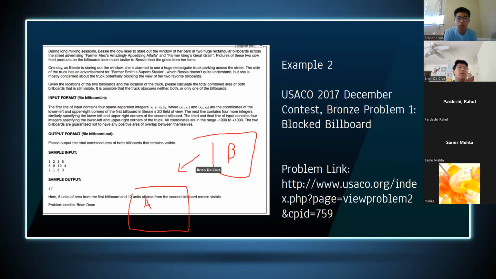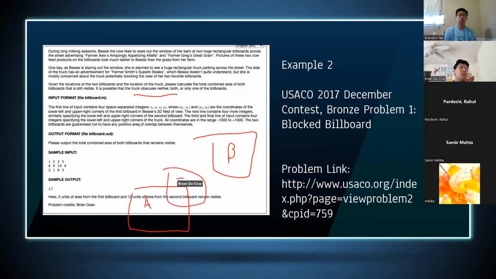So that's nice to know. And lastly, it'll tell you that there's a truck over here. It's going to either block one, both, or none of the billboards. So the truck could be over here. As one, the truck is basically another rectangle. Just think about it that way.